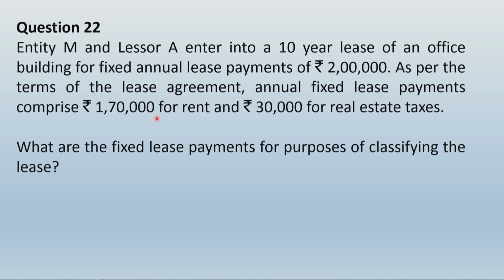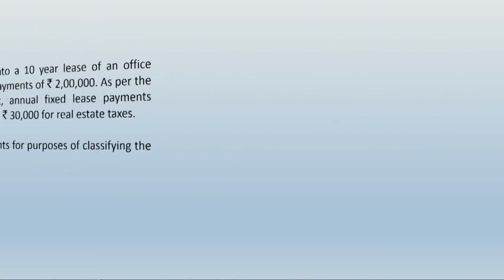So this is a lease component and therefore this whole 30,000 will be part of this lease component itself. This is fixed, this is fixed, so the total fixed lease component will be rupees 2 lakhs. In simple words, if the question is asking you what are the fixed lease payments for the purposes of classifying the lease, we will say the entire rupees 2 lakhs will be considered as fixed lease payments. So let us see how to write up the answer.